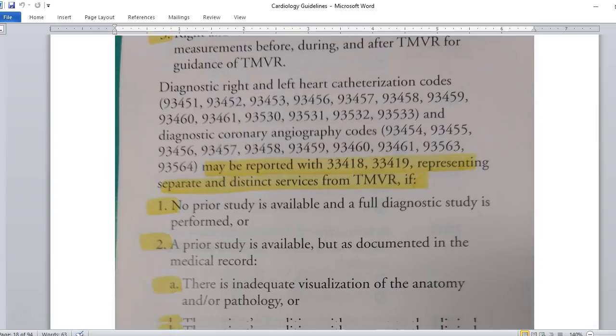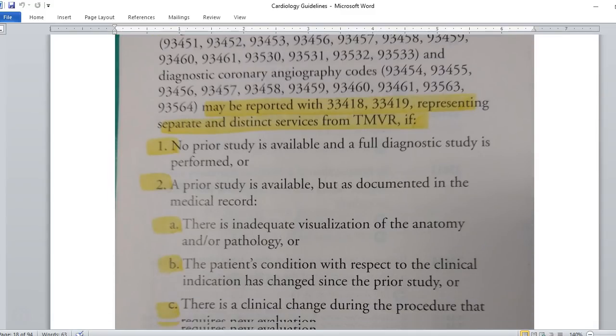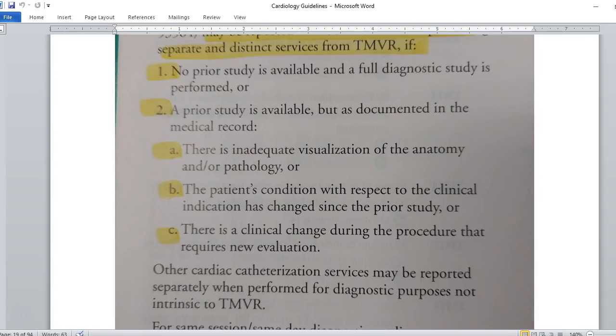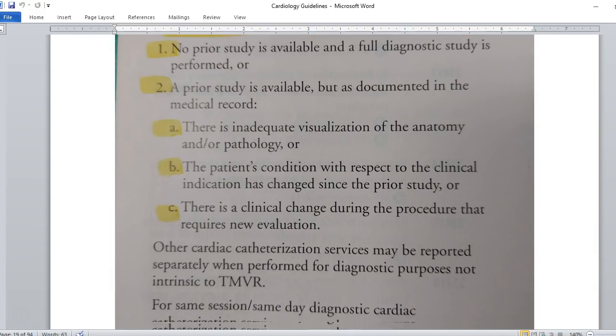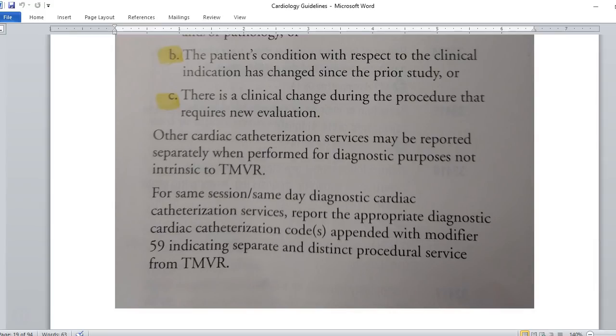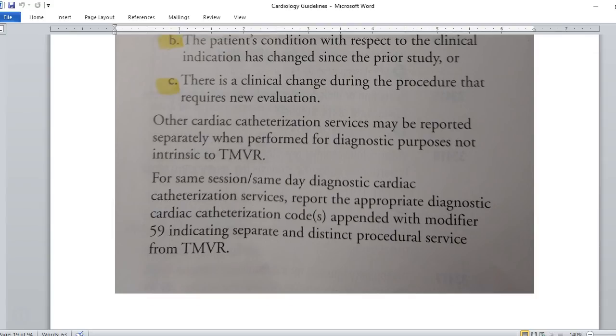Now, they can be coded separately if there's no prior study, or if a prior study is there, but we cannot visualize the anatomy or pathology, something has changed clinically, or there's been a clinical change in the procedure. So again, we have to be careful. In general, we cannot code these catheterizations unless it fits underneath one of these issues. Again, we would append modifier 59 to describe this as significantly and separately identifiable from the procedure itself.